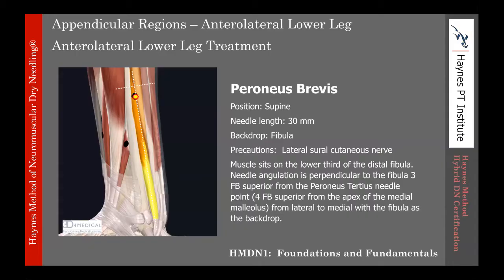And then Peroneus Brevis. Here, the muscle sits on the lower third of the distal fibula. Needle angulation is perpendicular to the fibula, 3 finger breadths superior from the Peroneus Tertius needle point, which is partly why I needle Peroneus Tertius first. Which is 4 finger breadths superior from the apex of the medial malleolus, from lateral to medial with the fibula as the backdrop.